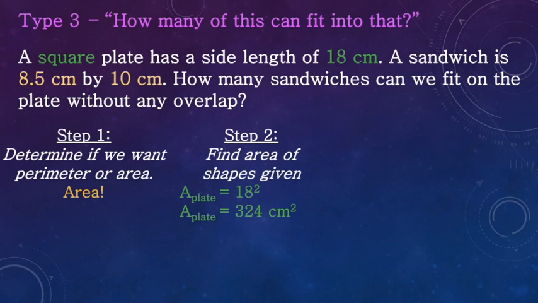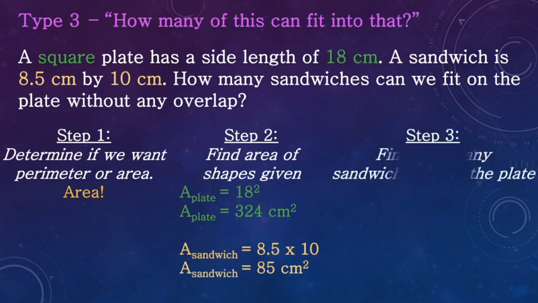Now, the next part is my sandwich, and that's simply base times height. Of course, we've got a rectangle here. You know what a piece of bread looks like, and we know that it is 8.5 times 10, which gives us an area of the sandwich of 85 centimeters squared.